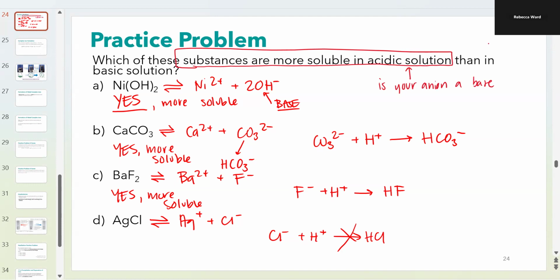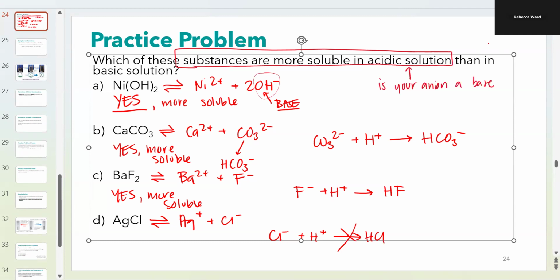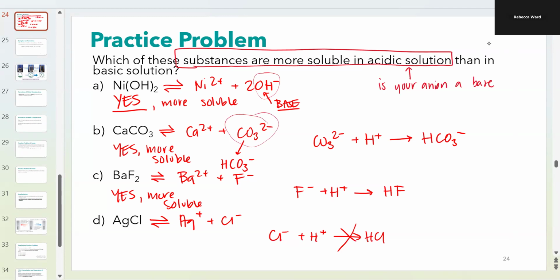And so in the first question, nickel hydroxide, yes, OH minus is a base. Carbonate is a base, right? Fluoride is a base because its conjugate acid is a weak acid. And so fluoride is a weak base. So it does react with H plus.